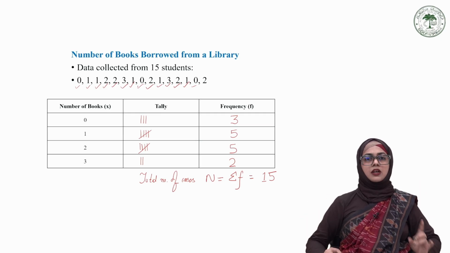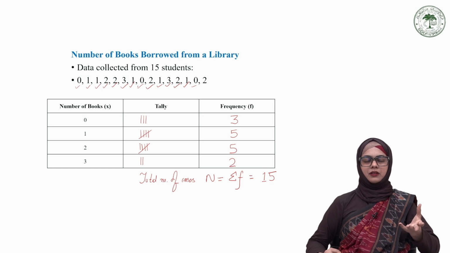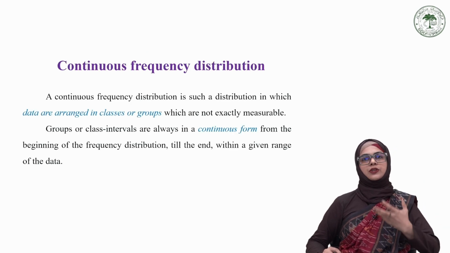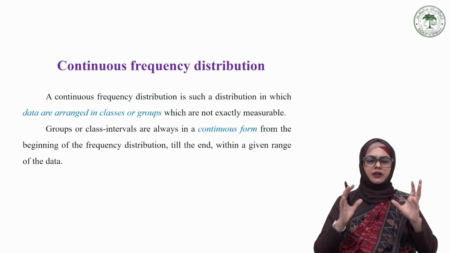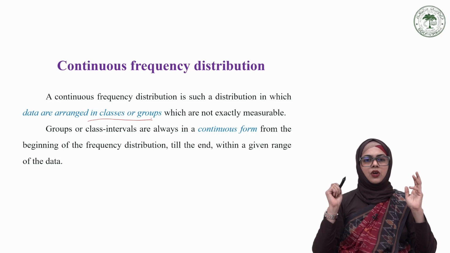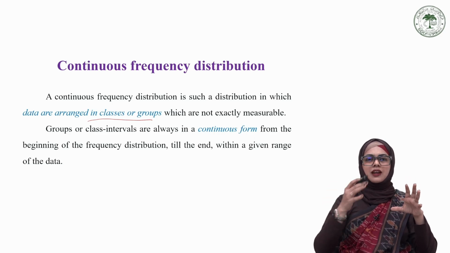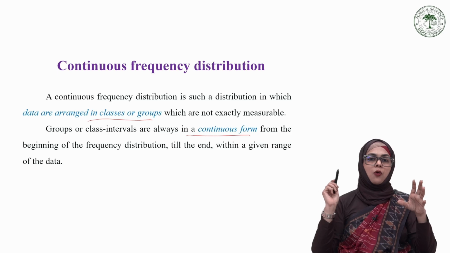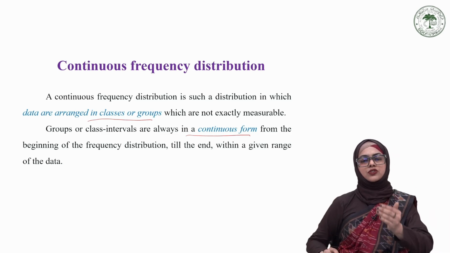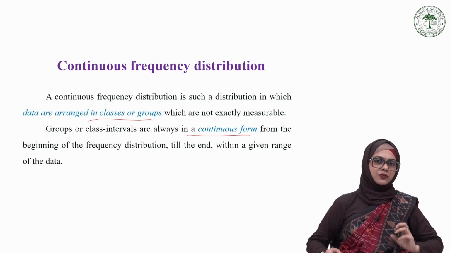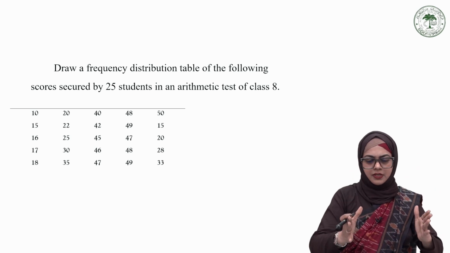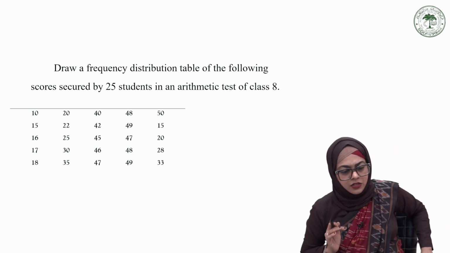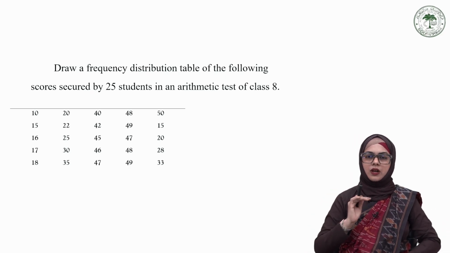Okay. Now let's have a look at the second example, which is in the form of continuous frequency distributions. A continuous frequency distribution is a distribution in which the data are arranged in classes or groups, which are not exactly measurable. Here the class intervals are in a continuous form from the beginning of the frequency distribution till the end, within a given range of data. So how can we create a continuous frequency distribution? Let's have a look. This is the data which was secured by 25 students in the arithmetic test of class 8.